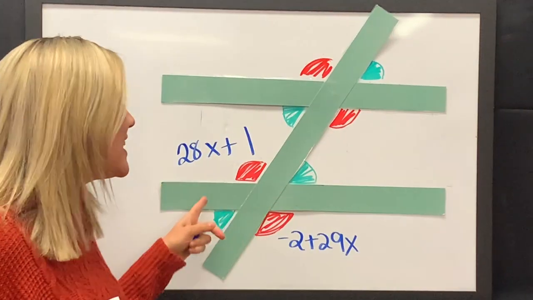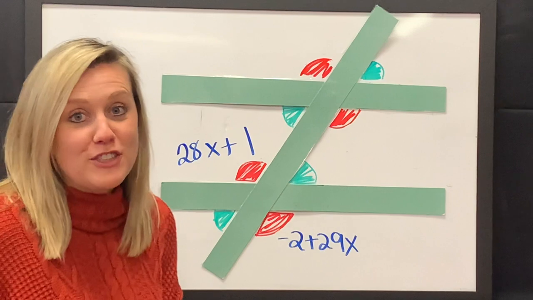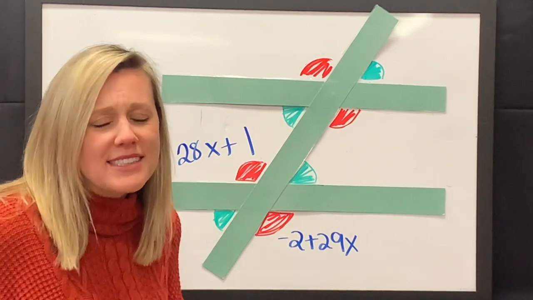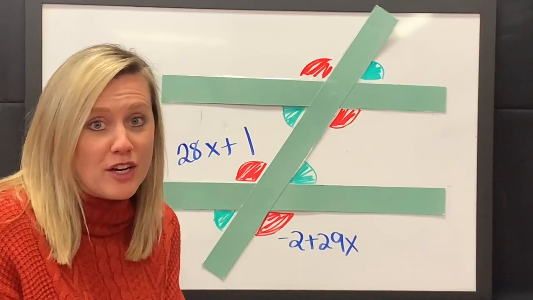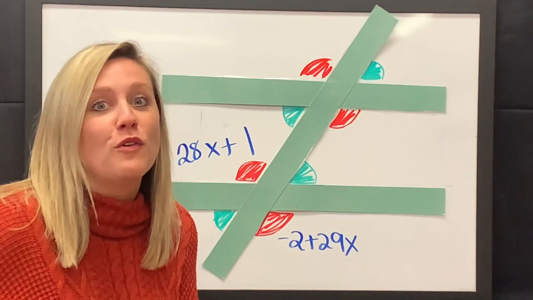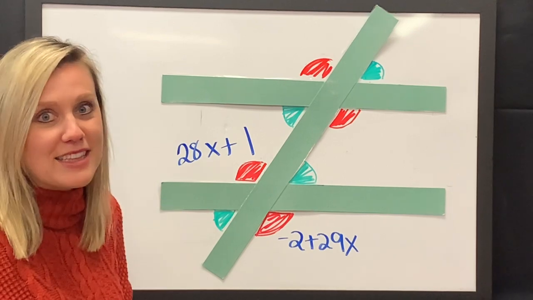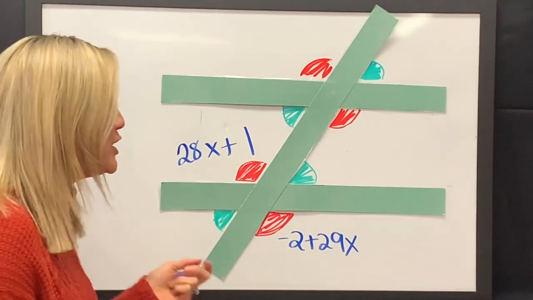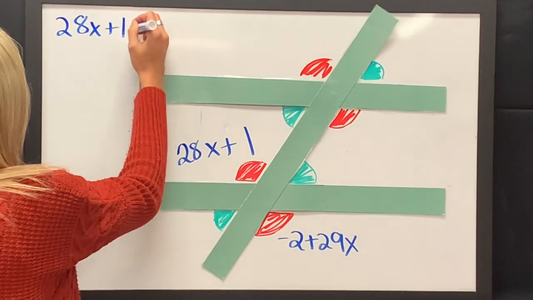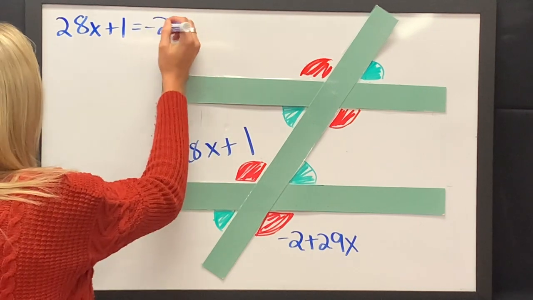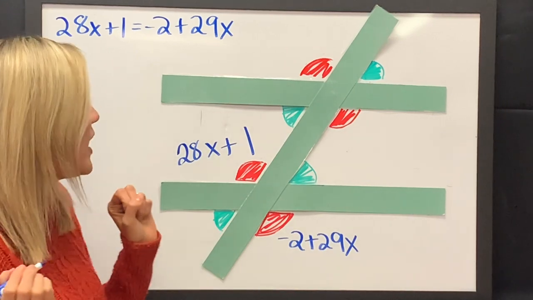Okay, so this angle here is 28x plus 1, and this angle here is -2 plus 29x. And the first thing to realize is that these angles are congruent or equal to each other. In vocabulary words, they are called vertical angles. So I'm going to take this angle here and this angle here and set them equal to each other, just like we've been doing. So 28x plus 1 is equal to -2 plus 29x. And I am going to solve for x.